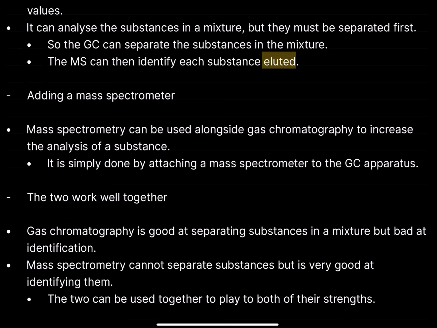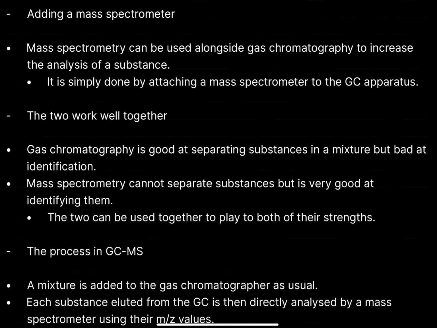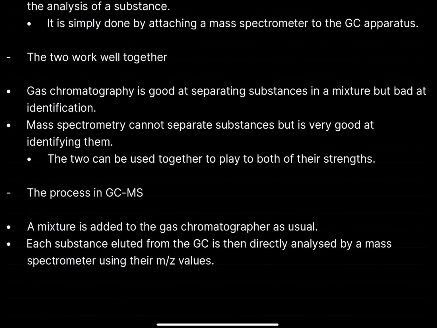So where was I? Mass spectrometry can be used alongside gas chromatography to increase the analysis of a substance. It's simply done by attaching a mass spectrometer to a gas chromatography apparatus. The two work well together because gas chromatography is good at separating out substances in a mixture but bad at identification, while mass spectrometry can't separate substances very well but is very good at identifying them. The two can be used together to play to both of their strengths.